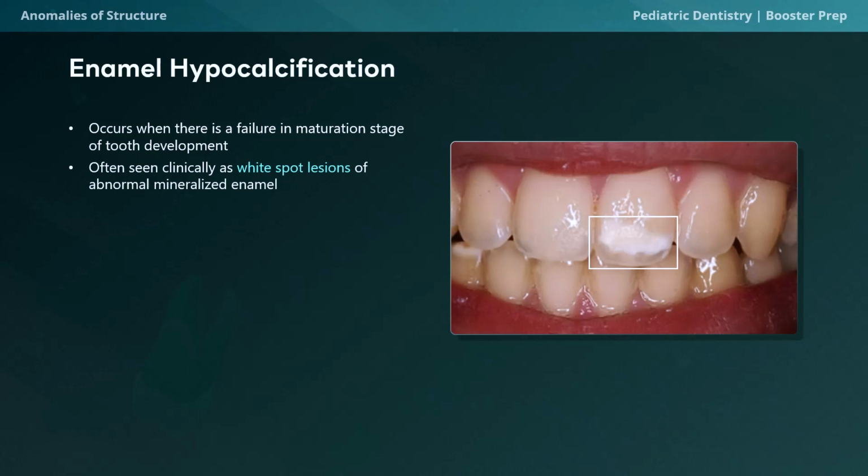Notice the white spot here on the upper left central incisor. We can see that it is white and chalky in appearance and tends to have this kind of tannish, whitish cream color. These teeth are more prone to sensitivity, decay, and often erosion.